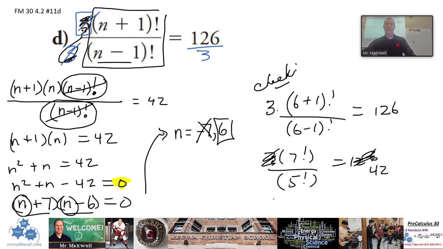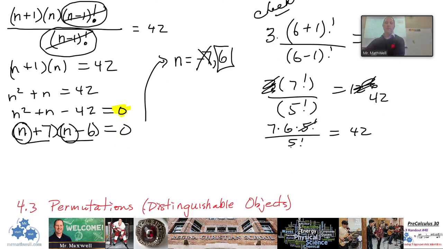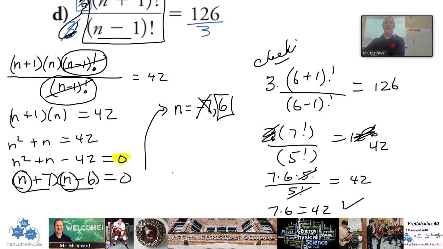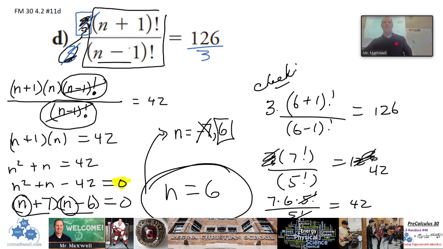So 7 factorial can be written as 7 times 6 times 5 factorial divided by 5 factorial equals 42. And I'm almost done here. The 5 factorials cancel out, and I have 7 times 6 equals 42, and that is correct. So my answer is n equals 6 for this factorial equation.